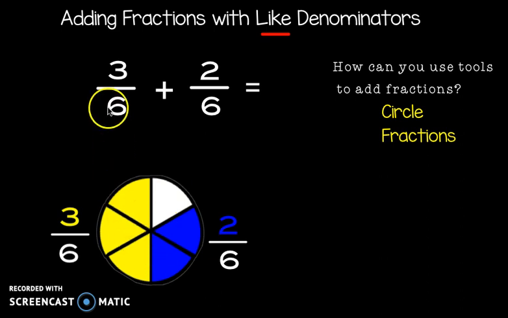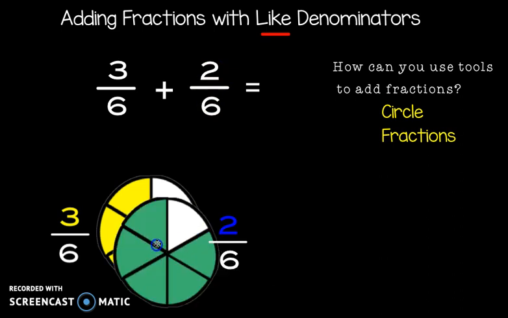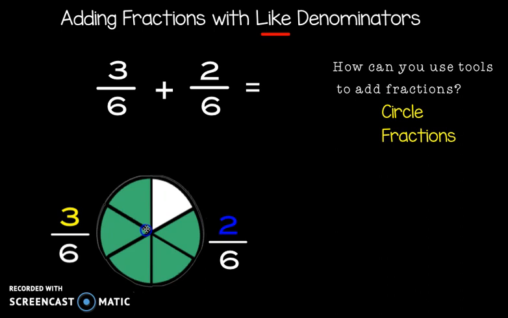Here's my circle fraction, and here's my 3/6: 1/6, 1/6, 1/6, and then I'm going to add 2 more sixths, 1/6, 1/6. And if I add them all together, I end up with 5/6. So that is my answer. 3 plus 2 across the top, and then I keep my 6. I stayed in 6. 1, 2, 3, 4, 5, 6. I did not end up with 12s. So that's how to use a circle fraction.